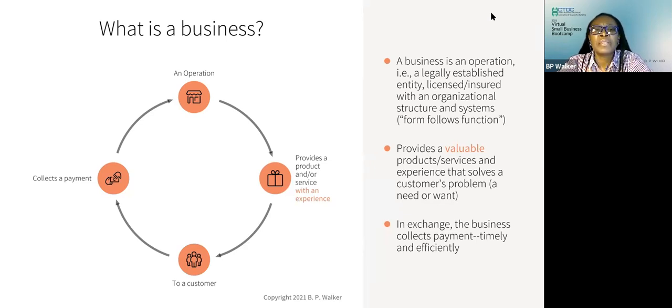So I see business in 4 parts. As a result, I say a business is an operation. When I say an operation, it means something that's a legally established entity that's licensed, insured, that has a structure and has systems, processes, and policies in place. So form follows function.